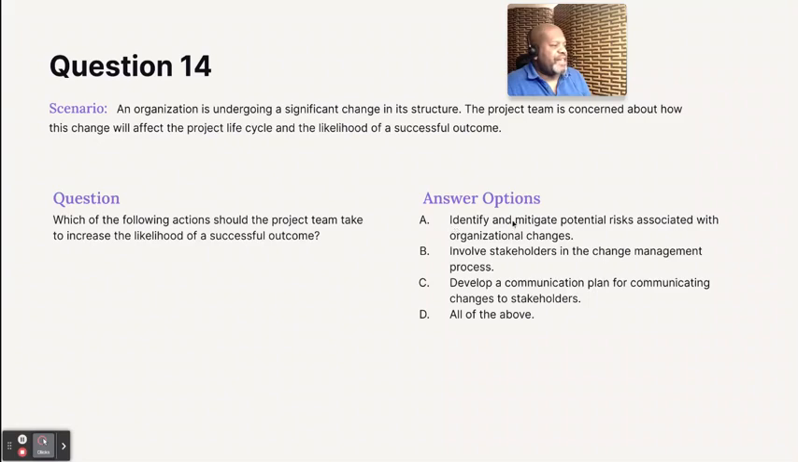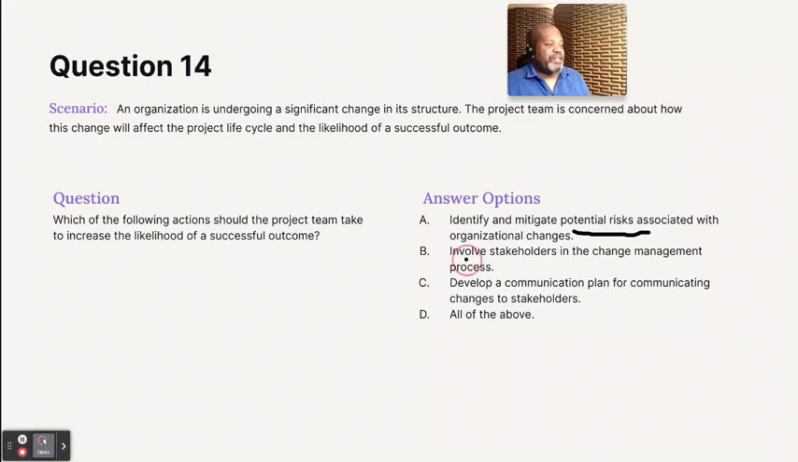What follow actions? Identify and mitigate potential risks associated with organizational change. Involve stakeholders in the change management process. Develop a communication plan for communicating changes to stakeholders. It's important first to identify and mitigate potential risks. We're always moving to action. We're leading action. We're not holding, we're not waiting, we're not evaluating. We are identifying and mitigating.